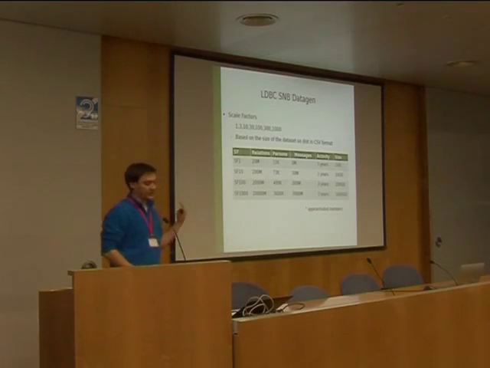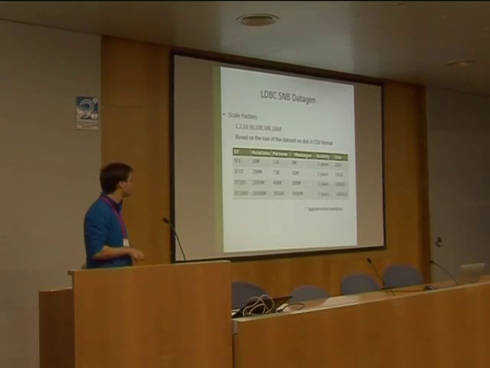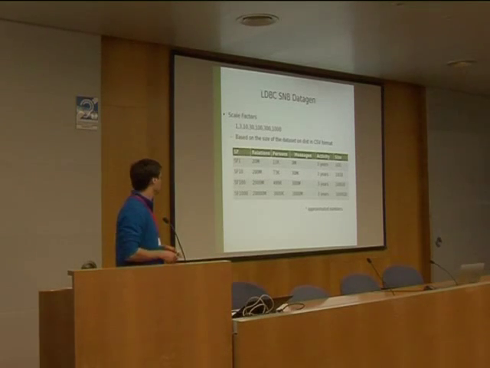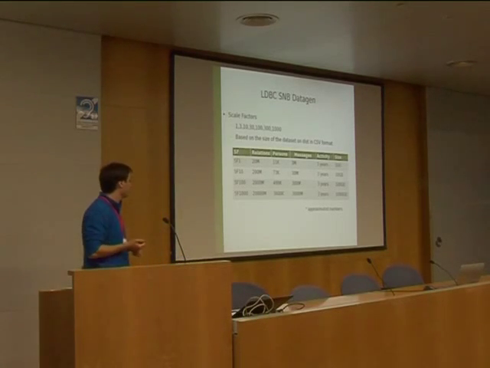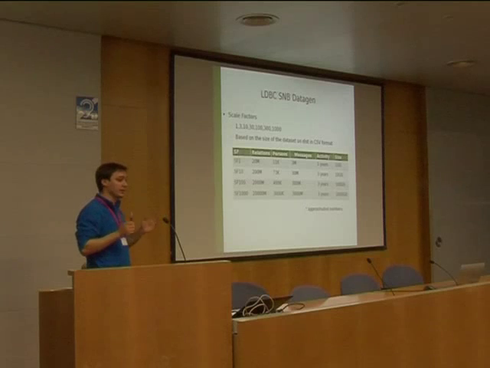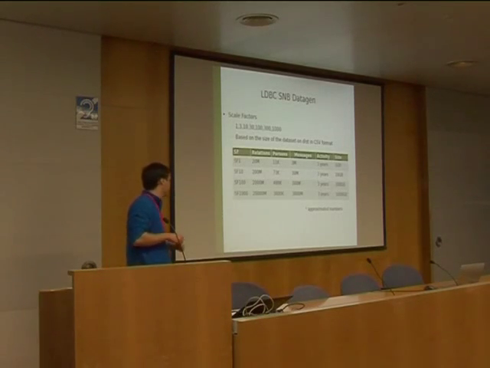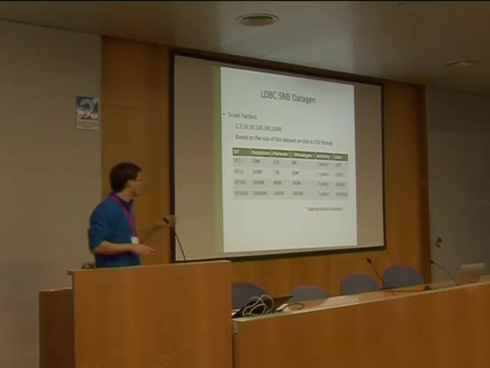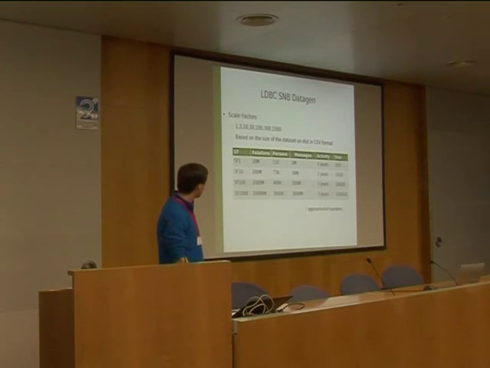We propose different scale factors. The scale factors are defined based on the size of the dataset in CSV format on disk. Here we see some statistics of the different scale factors. For instance, for scale factor 1000, which is 1 terabyte of data, we have a graph of 3.6 billion nodes and about 20 billion edges.